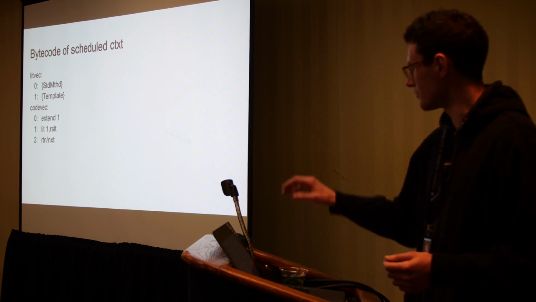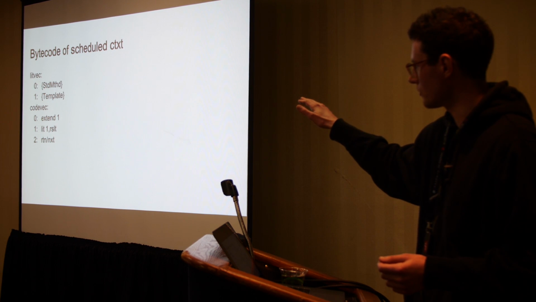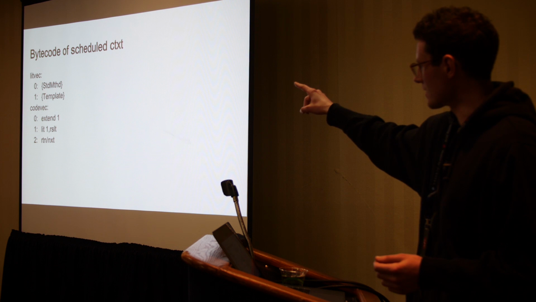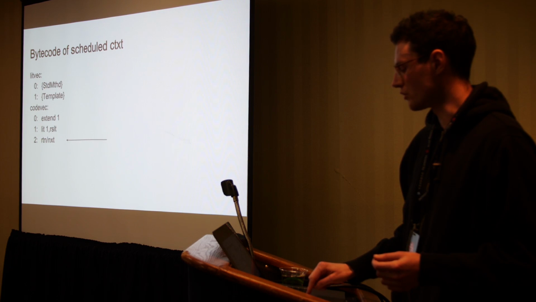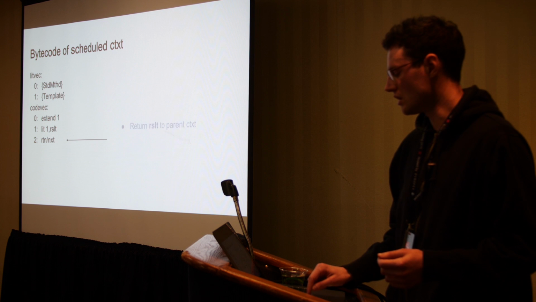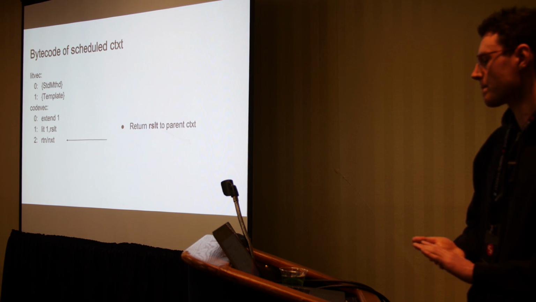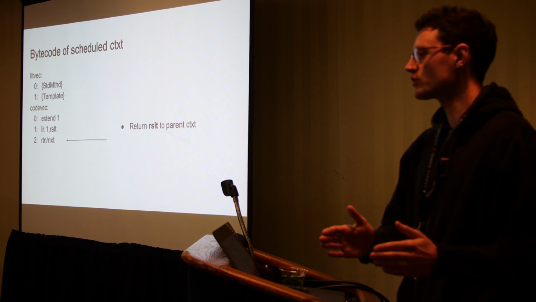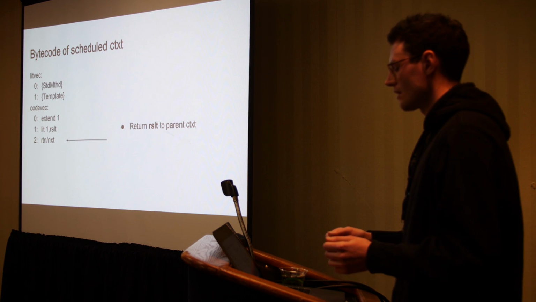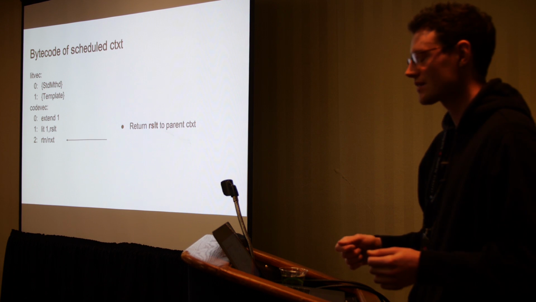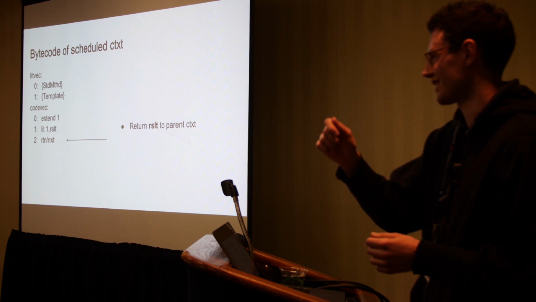Let's ignore the first opcode, extend 1. It's not important for our example here. At the second position, you can see that we just put 1 into the result register and then call this opcode, the return opcode. What this does is it just returns whatever is in the result register to its parent context. And we set the parent context earlier to the initial context.